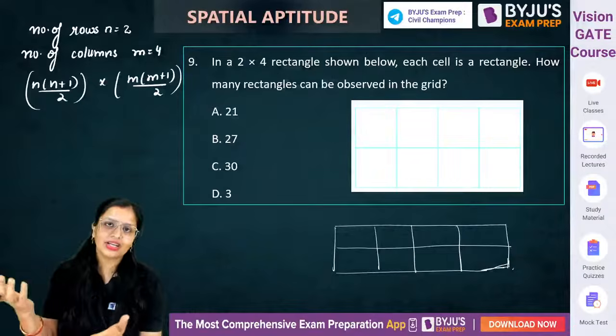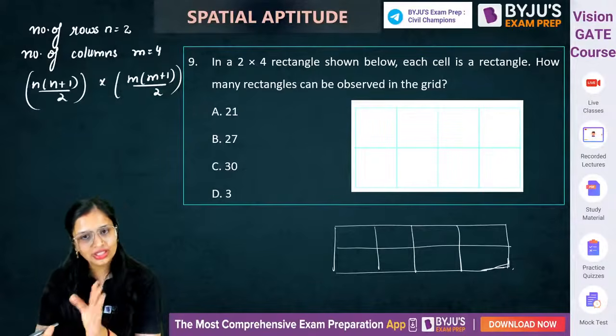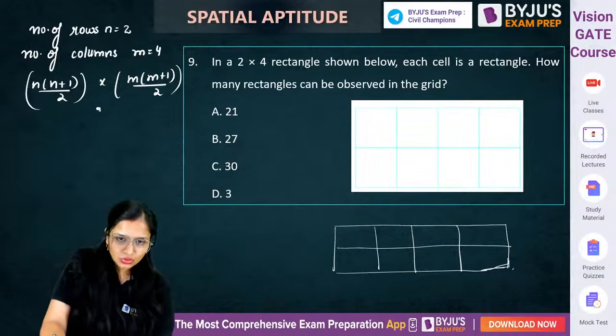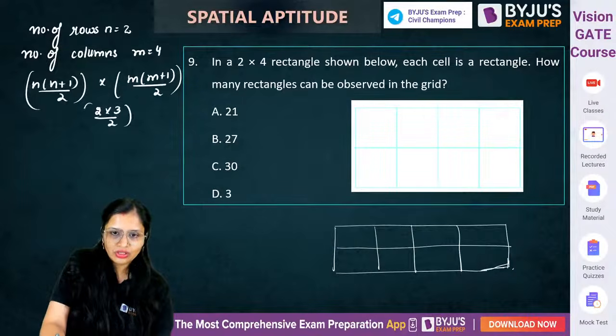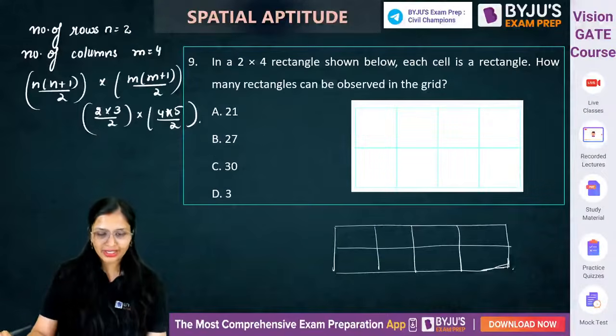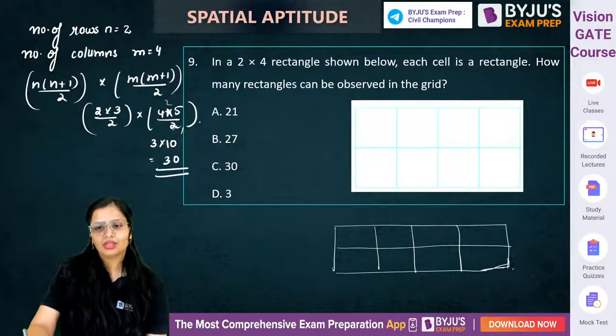Anyway, it's not possible to count 21, 27 or 30 rectangles one by one. It will take time. So the ready-made formula is: calculate the number of rows, the number of columns, and multiply n plus 1 by 2 into m plus 1 by 2. So 2 plus 1, 3 by 2, into 4 plus 1, 5 by 2. How much will you get? 3 into 10, 30. 30 will be the answer.